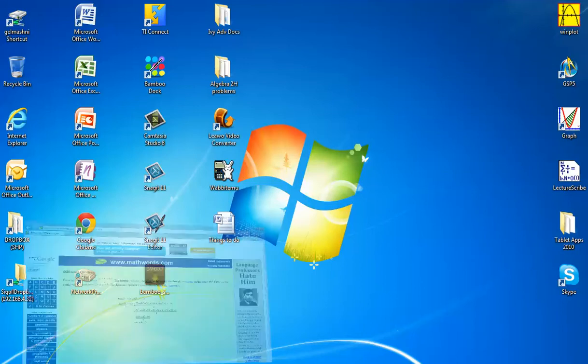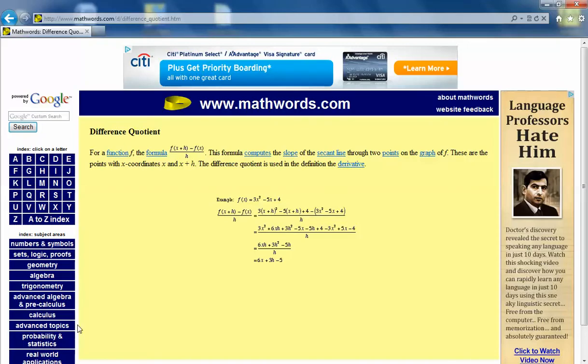The first thing we'll do is look at a website that talks about the difference quotient. You can access this website if you do a Google search on the difference quotient and click on the first link that appears. You'll be taken to something like this. And here they show you how the difference quotient is computed.